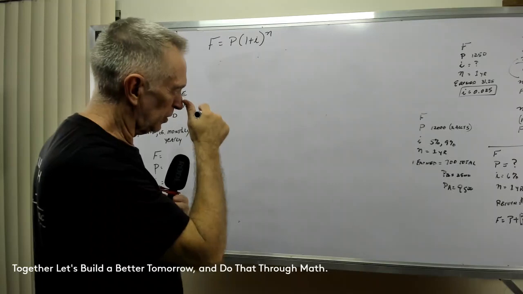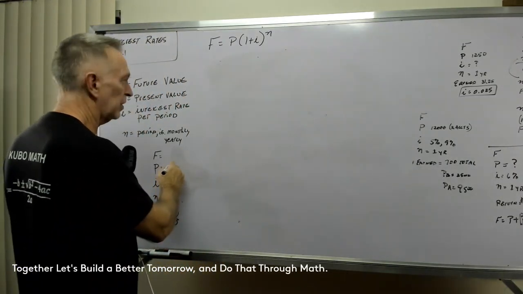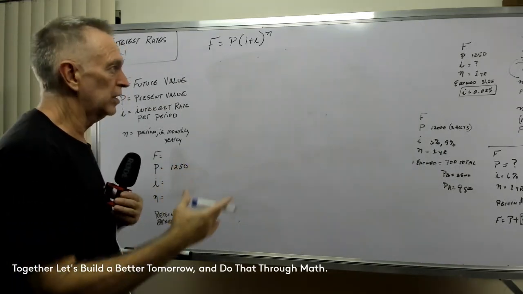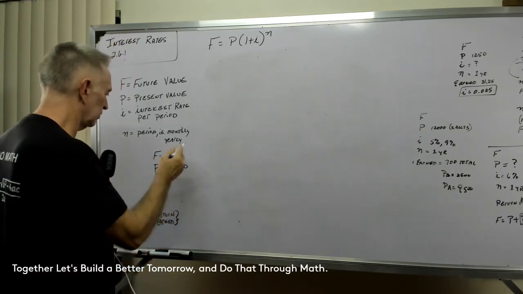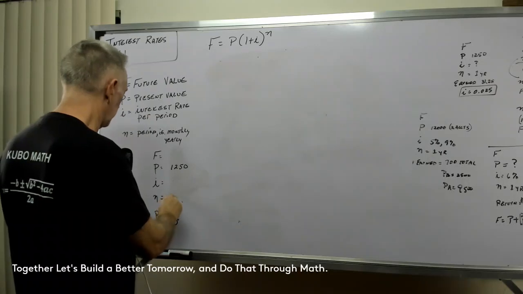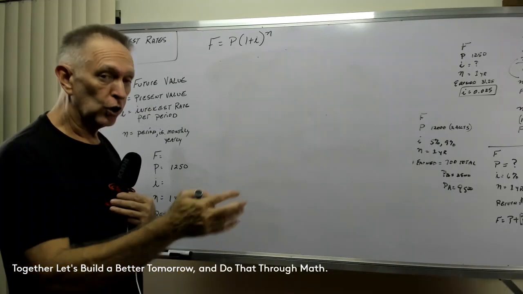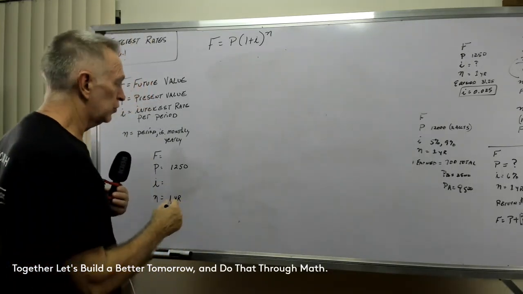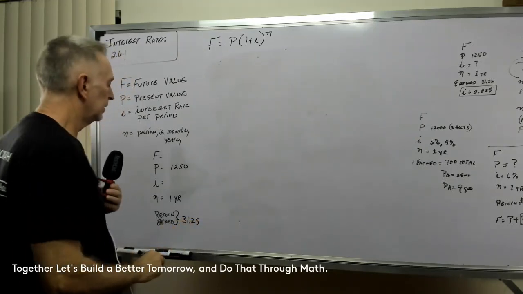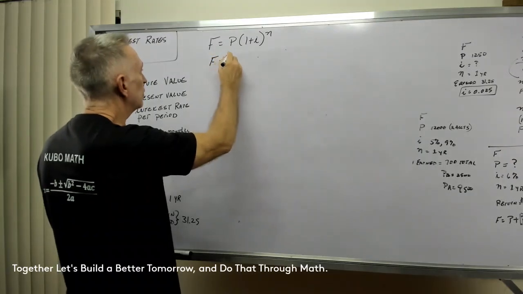All right, this person had their principal, or their present value, what they invested, was $1,250. Again, whatever your units are for your money, we'll just say pesos. And they invested this for 1 year, and they earned $31.25.